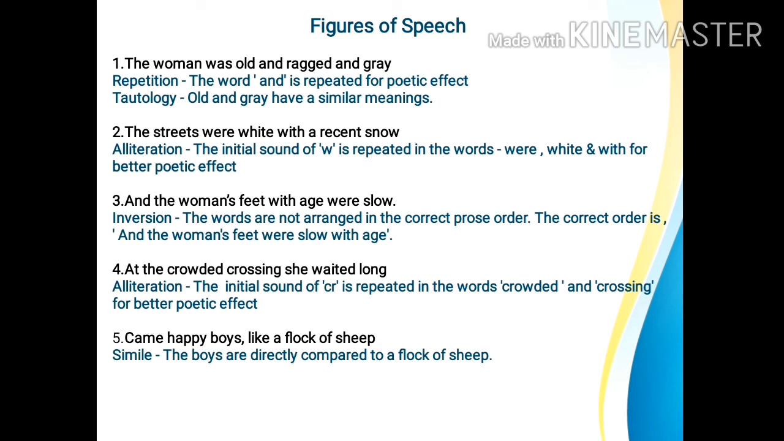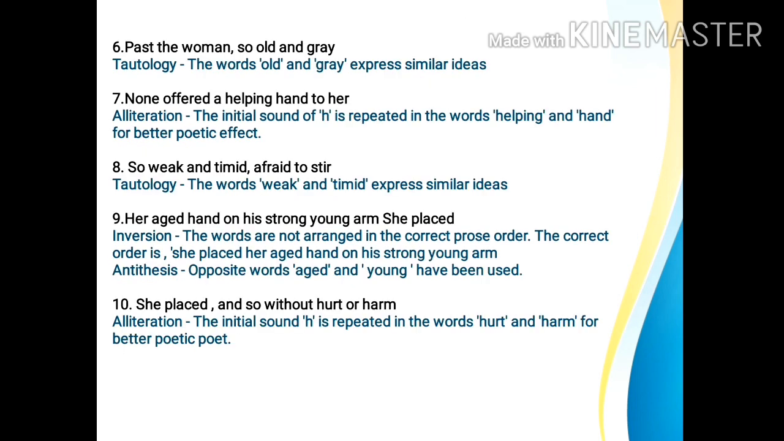Fifth line. Came happy boys like a flock of sheep. The figure of speech used here is simile, because the boys are directly compared to a flock of sheep. Sixth line. Past the woman so old and grey. Here the figure of speech is tautology. The words old and grey express similar ideas. Next line. None offered a helping hand to her. Alliteration, because the initial sound of H is repeated in the words helping and hand for better poetic effect.